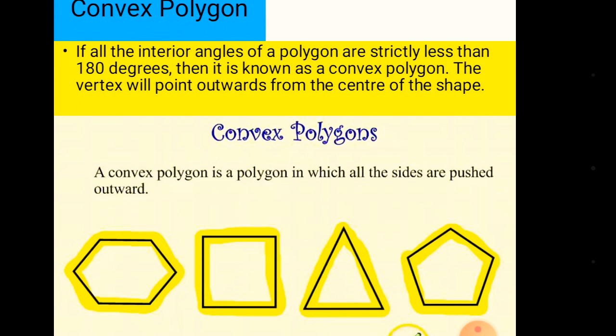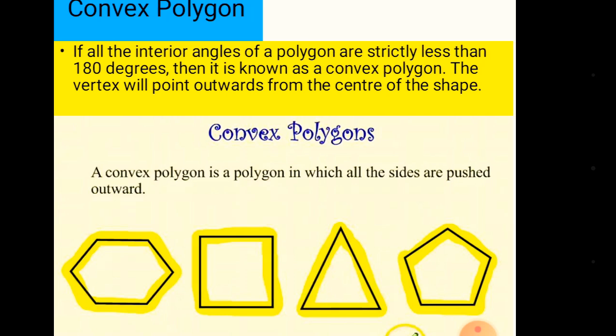If you see, all the interior angles are less than 180. This angle is less than 180, here this is also less than 180. So all these interior angles are less than 180 degrees. In square also this angle is less than 180, here this angle, here this angle and here this angle. So in all these figures what you can see is the interior angles are less than 180 degrees. So such polygons are called convex polygons.